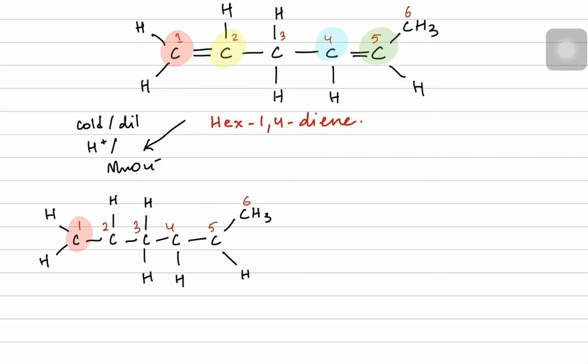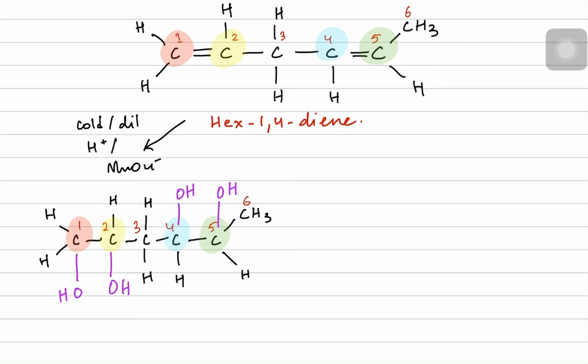The red, the yellow, the green, the blue. All these carbons get OHs. So 1, 2 get OHs, 4 and 5 get OHs. Now we have a tetraol, by the way. So it is a compound with 4 hydroxyl groups. Very much possible. We can have that, so it's nothing out of the blue.